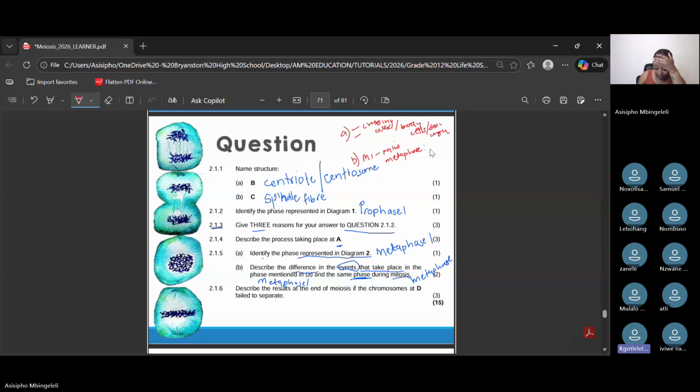I said chromosomes are arranged at the equator, but I think it's where it's singly or they are non-replicated, something like that. I'm not sure. Okay, and replicated. Anyone else with a different answer? I'm taking 3 options. Anyone else with a different answer? Is it Nambuso? Your hand is up.